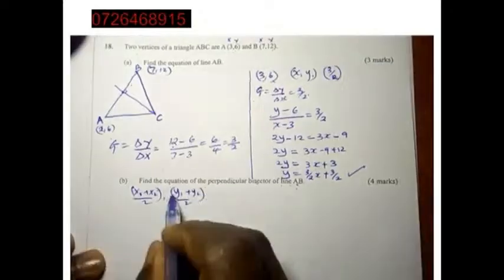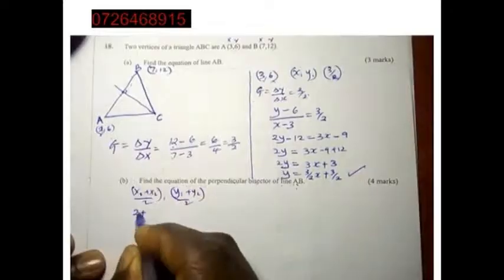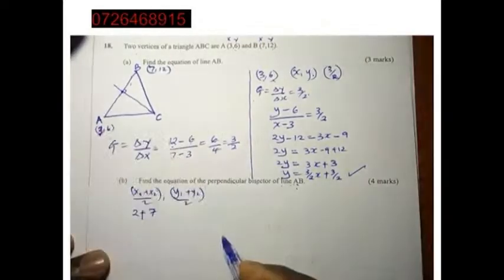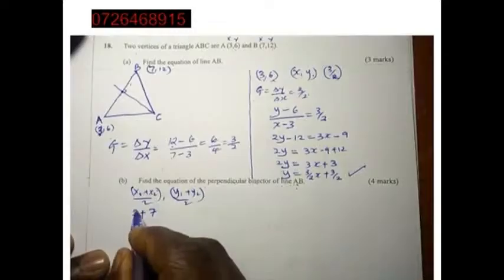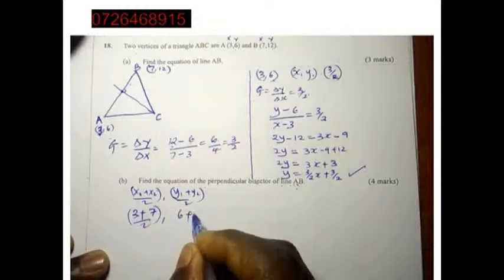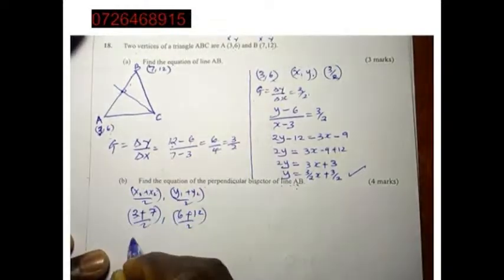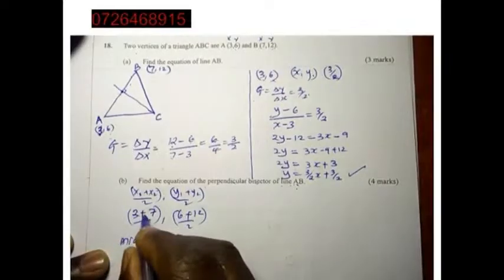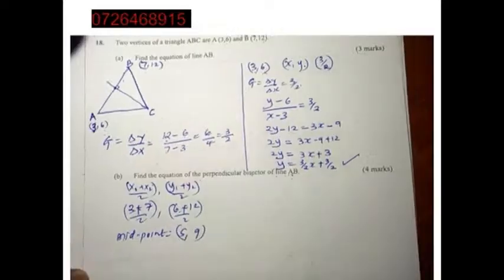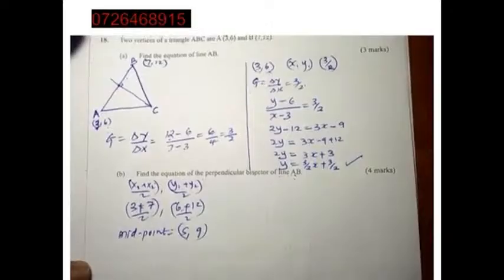Tunajua AB, the first x ni 2 plus the second x which is 7, or 3, not 2. The 3 divided by 2, the y 6 plus 12 over 2. So the midpoint is 10 divided by 2 itakuwa 5, by 2 itakuwa 9. So the midpoint is 5, 9. Hiyo ndio kitu ya kwanza lazima utafute.